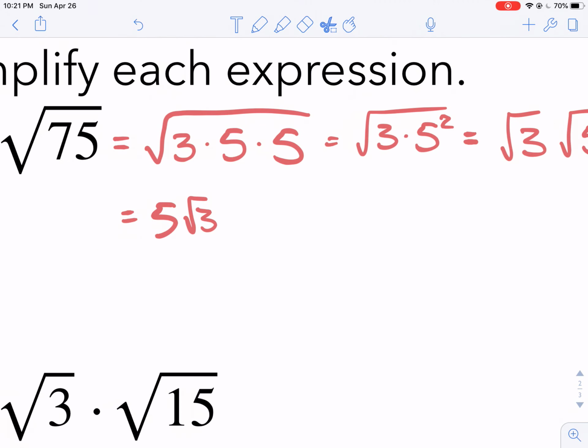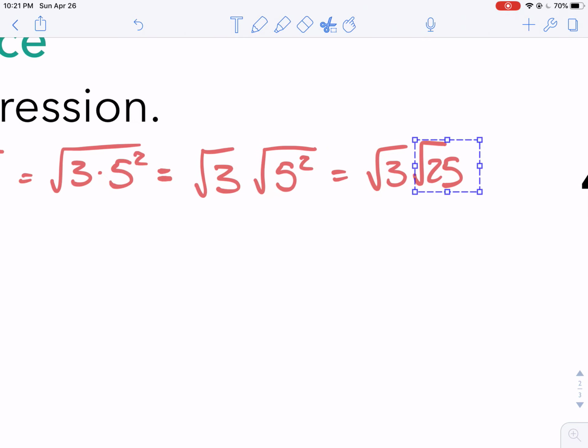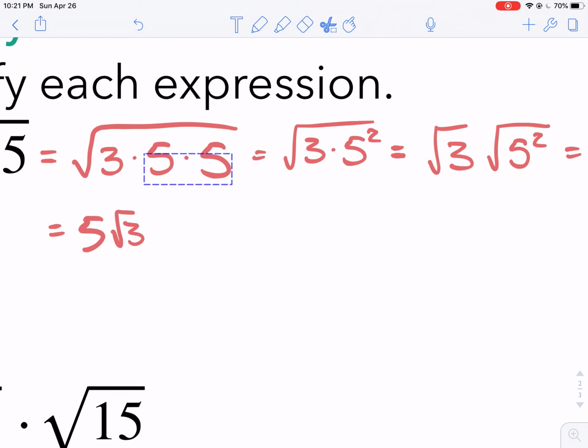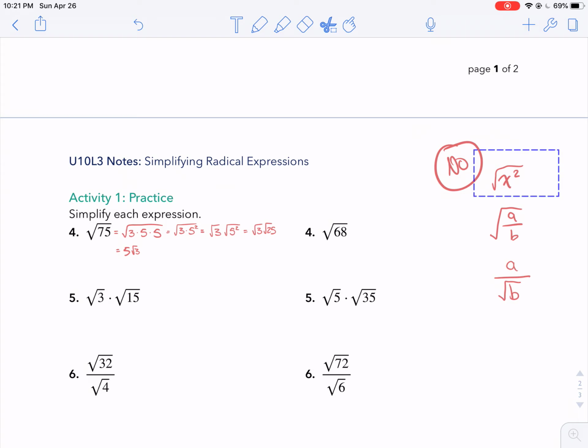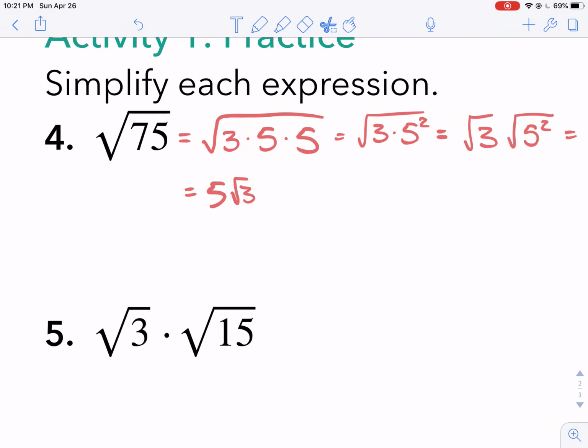So going backwards, I got 5 times the square root of 3 because 5 is the square root of 25 and the square root of 3. I got 25 because that's 5 squared. We said 5 squared because we have two 5s. Now that meets our no perfect squares rule. Do we have fractions? No. Is this a fraction? No. So that is the square root of 75 in its most simple form. 5 times the square root of 3.